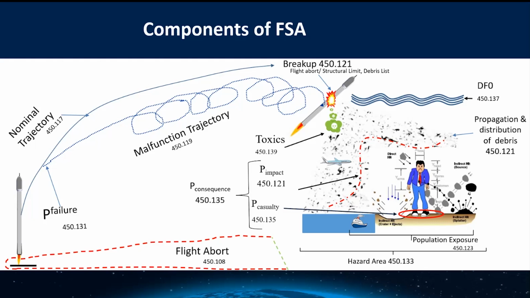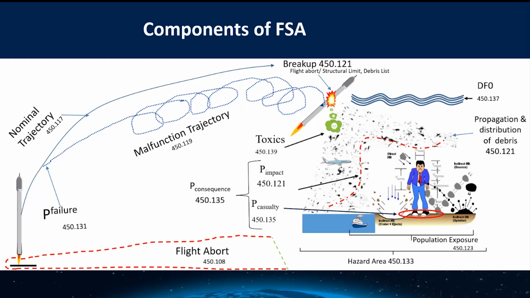450.131 addresses the systematic procedure for determining the probability of failure of the vehicle and how that probability is distributed to the failure modes used in 450.119 that were derived from a functional hazard analysis, and how that distributed POF is allocated to the phase of flight.